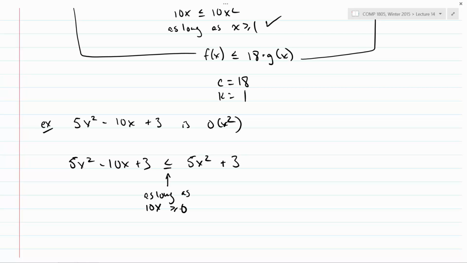And now we have another polynomial, 5x squared plus 3, and you do the exact same thing you did before. Yeah?